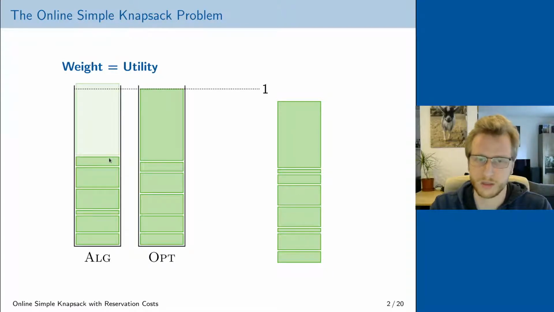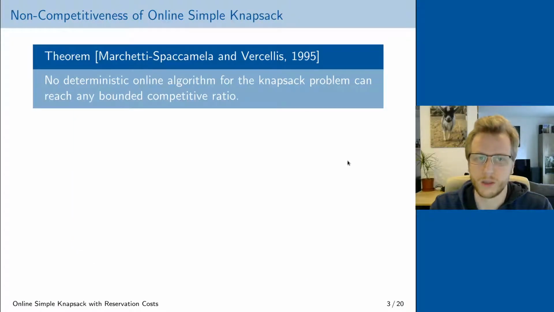If we do this calculation over all possible instances, always compare the optimal packing against the packing of the algorithm, and then take the biggest of these ratios, this is called the competitive ratio. And if you're familiar with online computation, then you may already know that this ratio for this problem of all instances is not constantly bounded. This was already shown in 1995 by Marchetti, Spaccamela, and Vercellis. And it basically says the thing that I just said, there is no deterministic online algorithm that has a constant bounded competitive ratio for this problem.